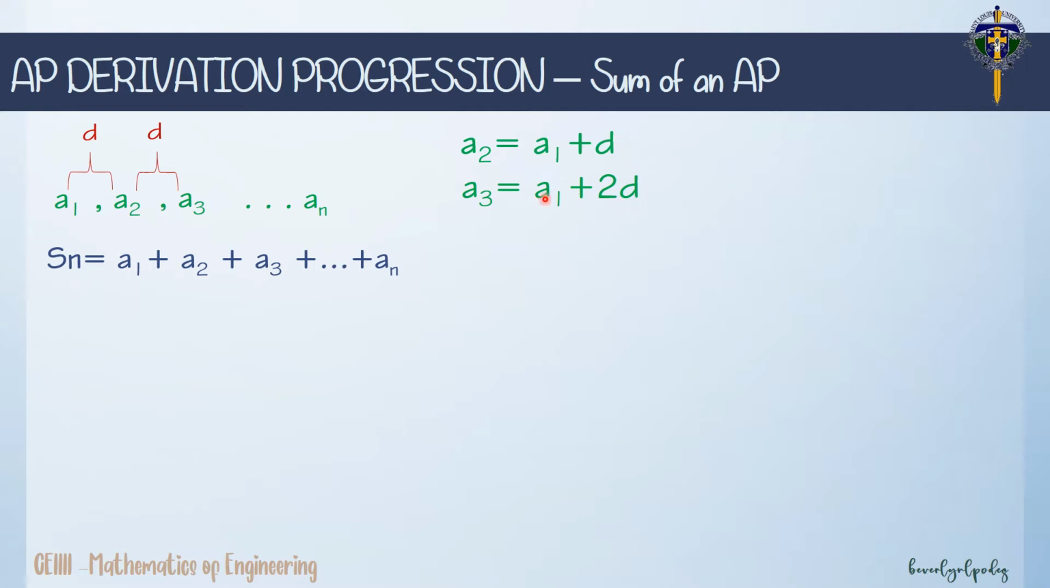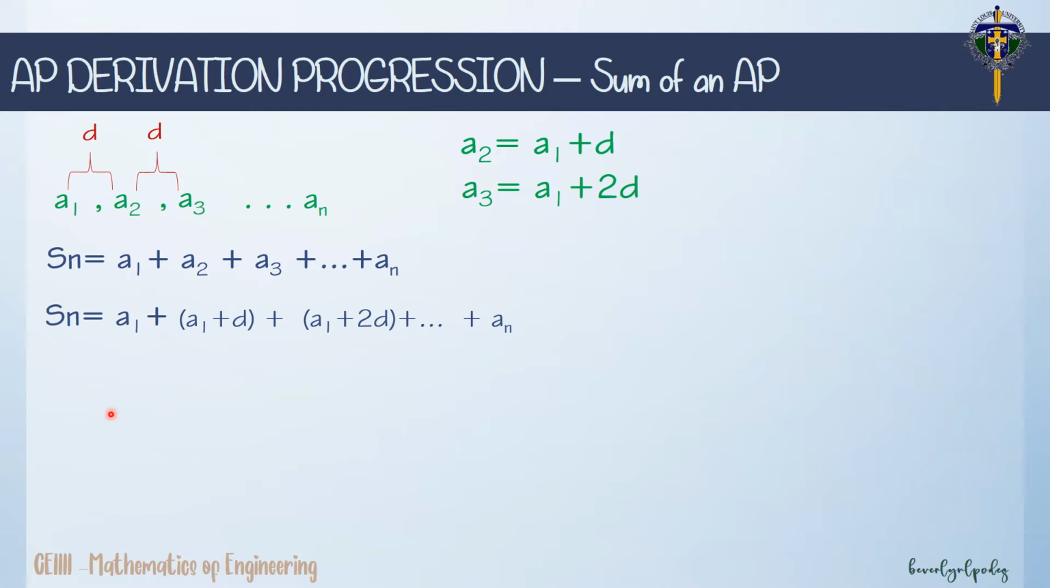So substituting this equation into this equation, S of n, or the sum of an arithmetic progression, is equal to a1 plus a2. But what is a2? That is simply a1 plus d, plus a3. But what is a3? That is also a1 plus twice the difference. So a1 plus 2d, and so on and so forth plus the last term, which is a of n.